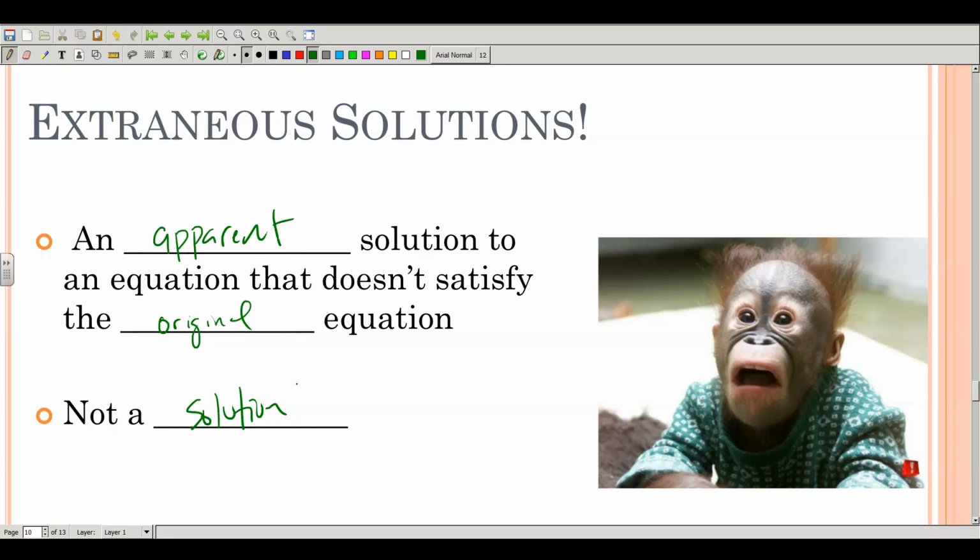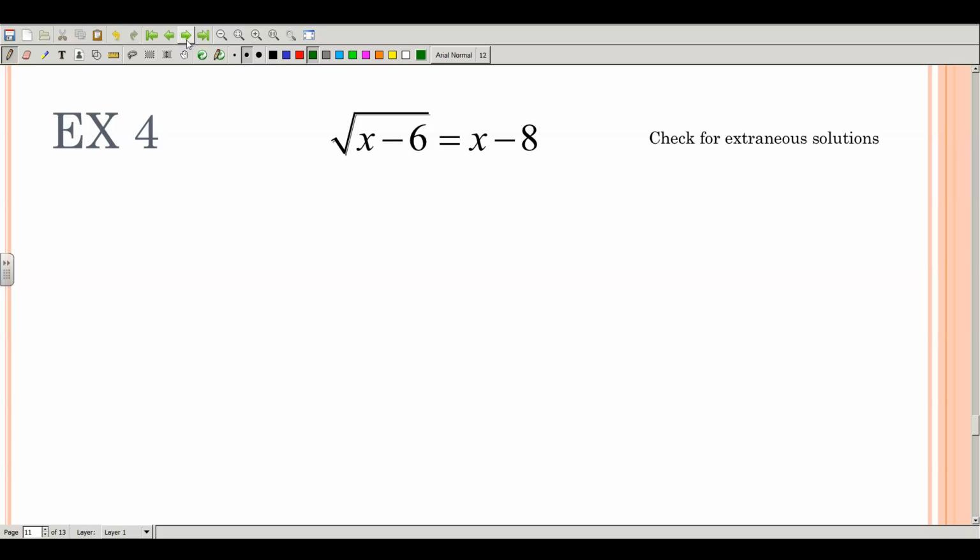It doesn't actually make the equation true. So we have these things called extraneous solutions, and let me show you one of those. So example 4, and this will be the last one that we do. You have this problem that says solve this and check for extraneous solutions.